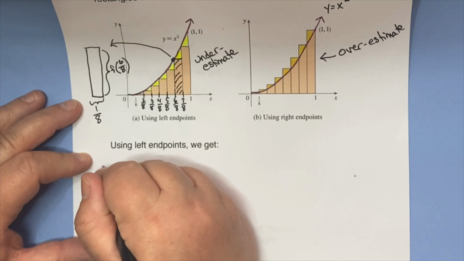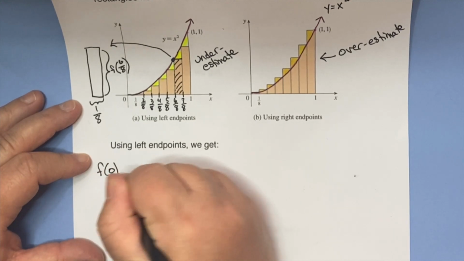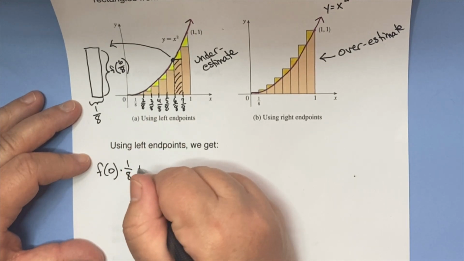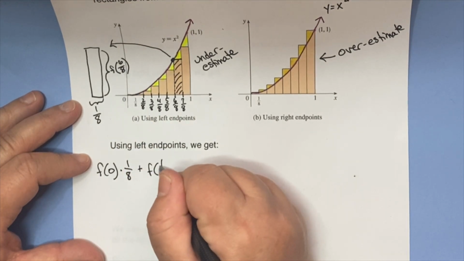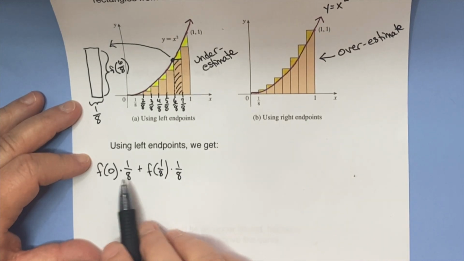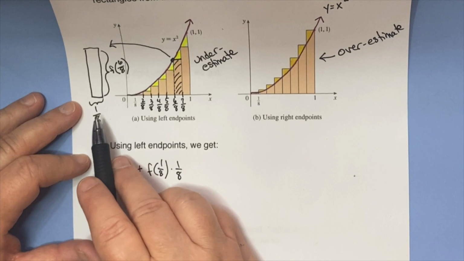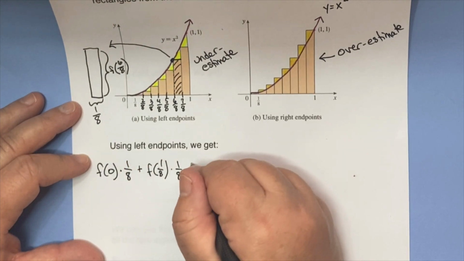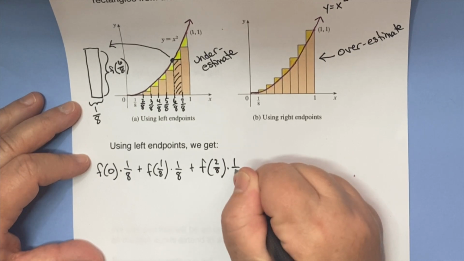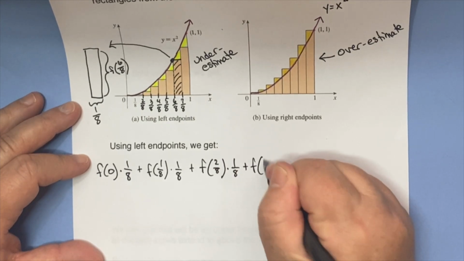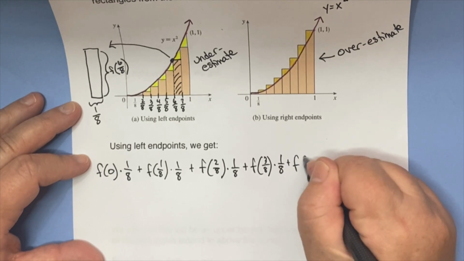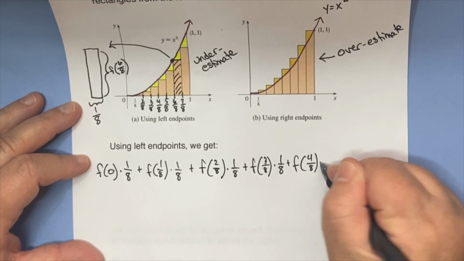I'm going to do f of 0 times 1/8, right? That's that first box. Plus f of 1/8 times 1/8. Now, why am I multiplying by 1/8? That's the width, right? That's the width of each one. Plus f of 2/8 times 1/8. Plus f of 3/8 times 1/8. Plus f of 4/8 times 1/8.